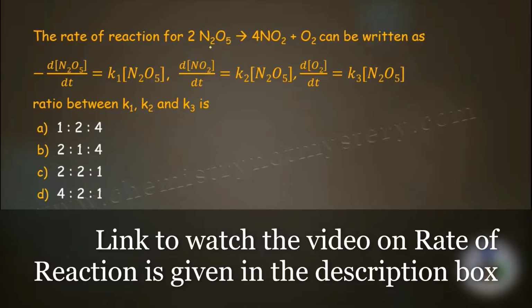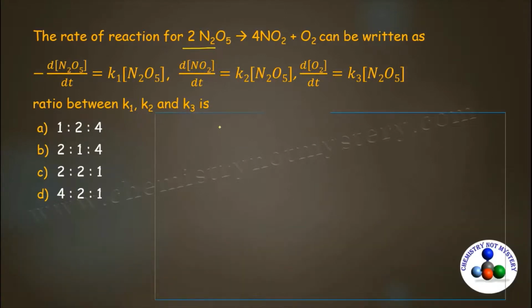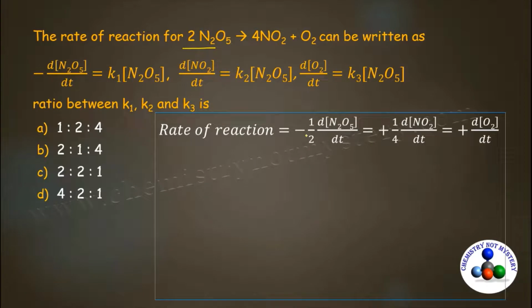So when you write the instantaneous rate for this given equation, you will get rate of reaction is equal to minus 1 by 2 dN2O5 over dt, where 2 is the coefficient of N2O5. It is also equal to plus 1 by 4 dNO2 over dt, where 4 is the coefficient of NO2, and it is also equal to plus dO2 over dt. In front of oxygen, nothing is written, that means the coefficient of oxygen is 1.